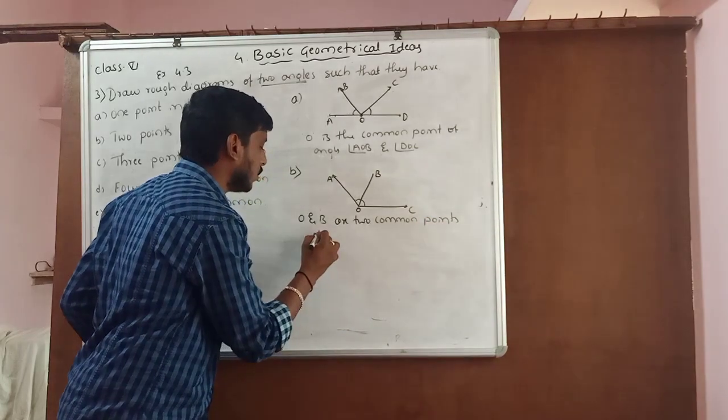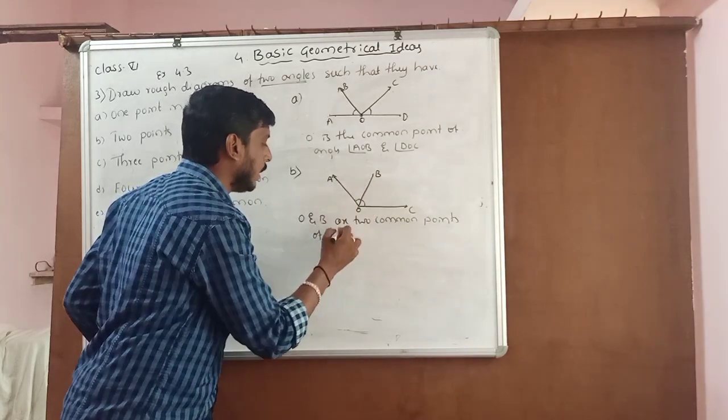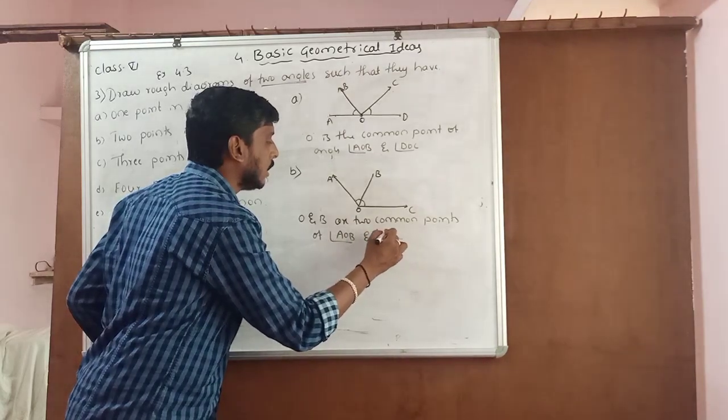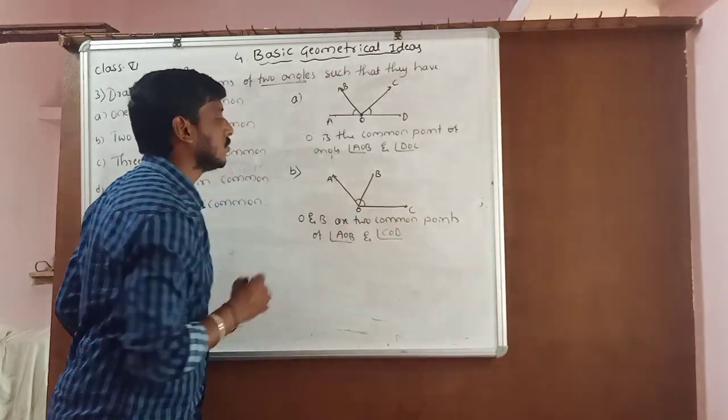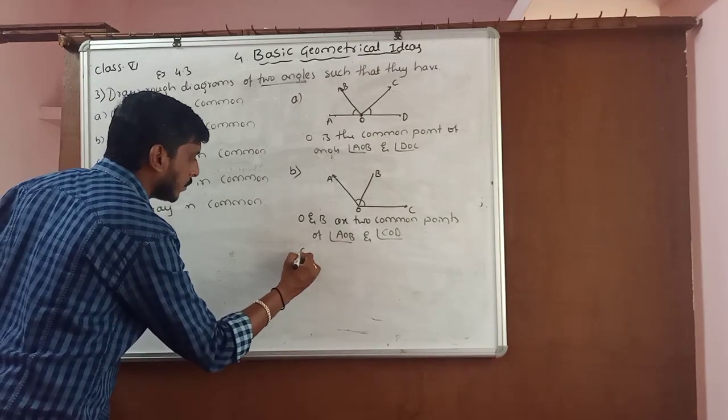Two common points of angles. What are those angles? AOB and COB. Okay.